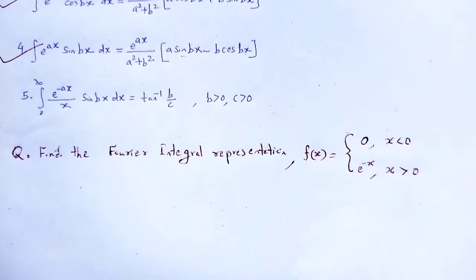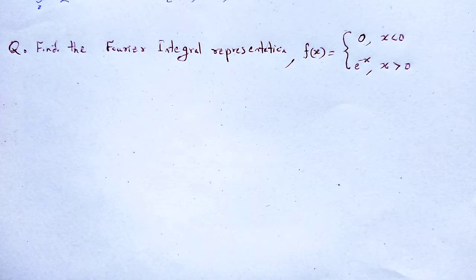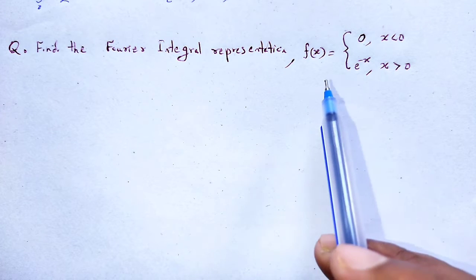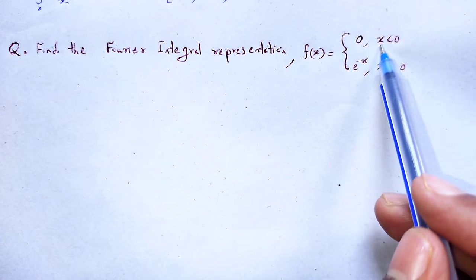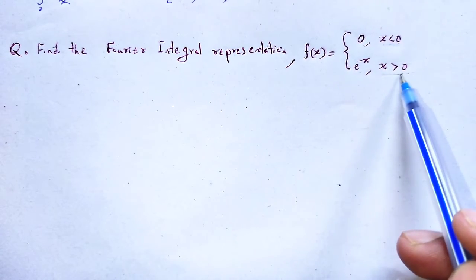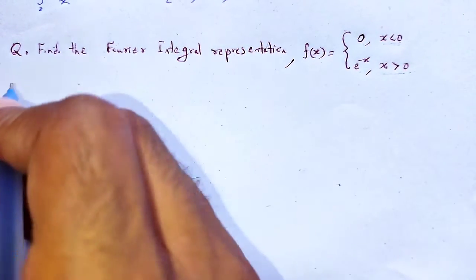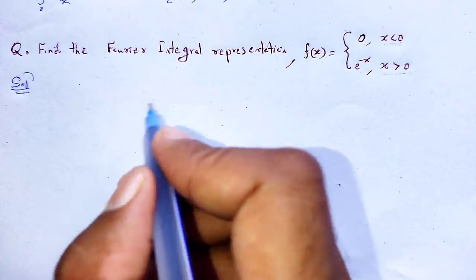A question is given: find the Fourier integral representation of the given function f of x, which is 0 when x is less than 0, and e to the power minus x when x is greater than 0. How to solve that kind of question?